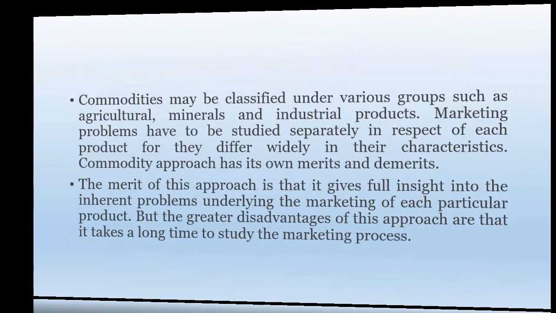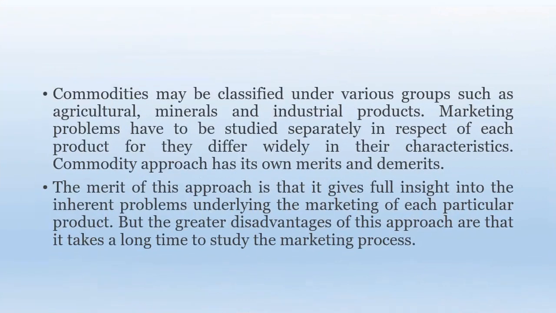When the products are different, if they are agricultural products, their characteristics and features are different. What the consumer requires is different for each particular product. For agriculture, that is different. For minerals, that is something different. The demand for the goods is different. When we come to industrial products, the demand and supply is also different. The marketer has to study each of these products separately, as they differ widely in their characteristics. The commodity approach has its own merits and demerits also.